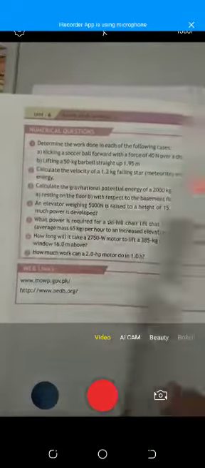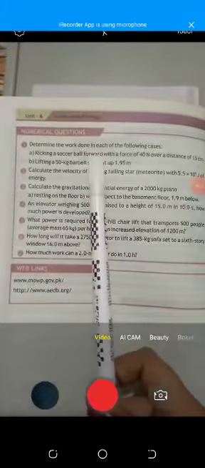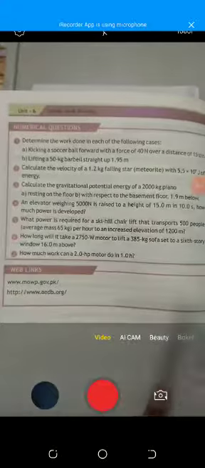Numerical number 1 is: determine the work done in each of the following cases. Kicking a square ball forward with the force of 40 Newton over a distance of 15 centimeter.